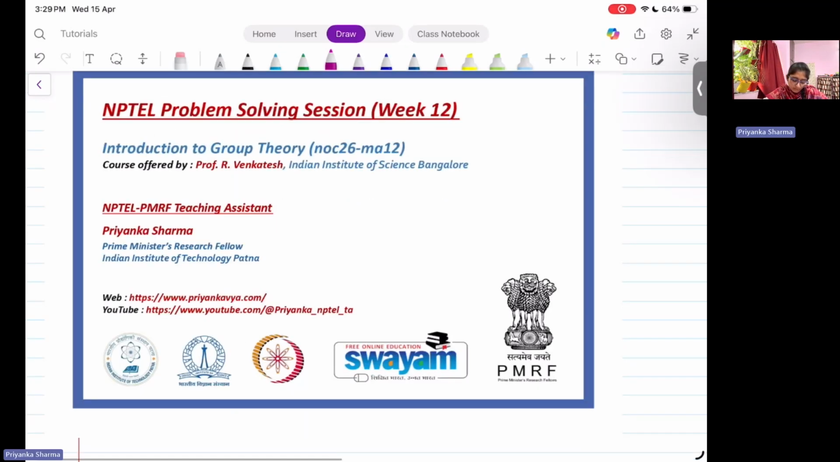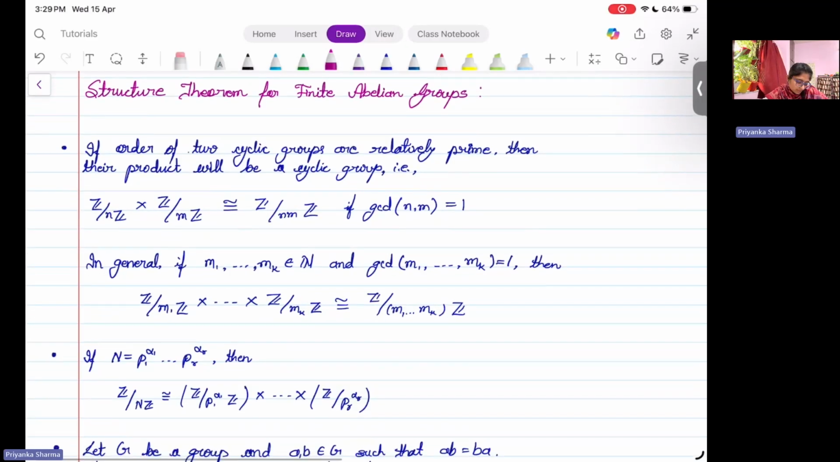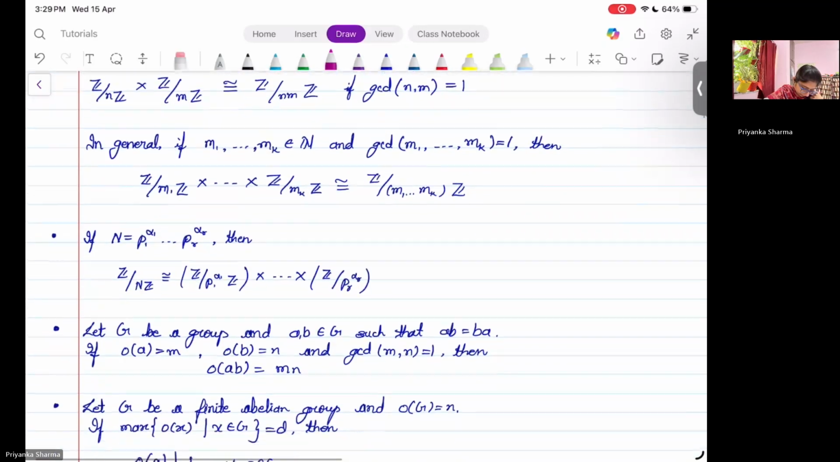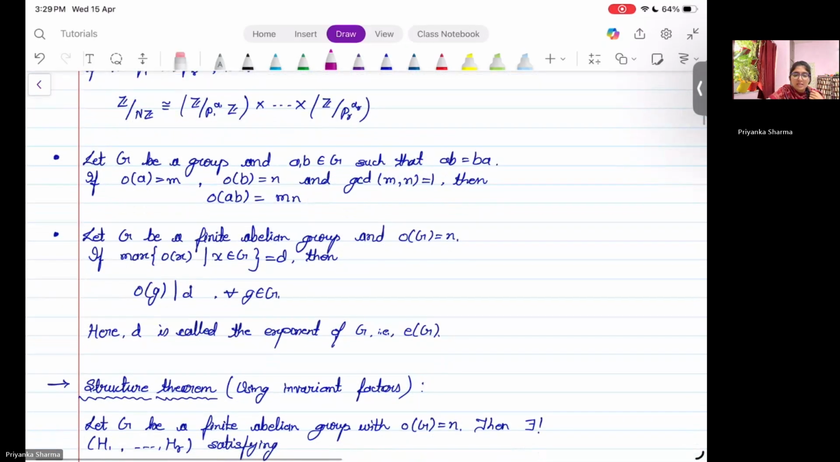In today's session, we will learn the structure theorem for finite abelian groups. Before starting this, first we recall some basic terminologies. Suppose we have a group G and a and b be two elements in it such that they commute.